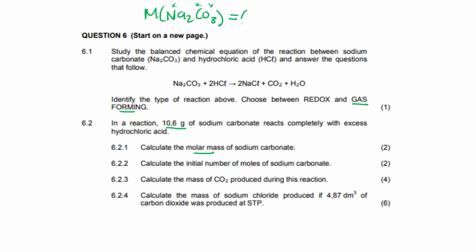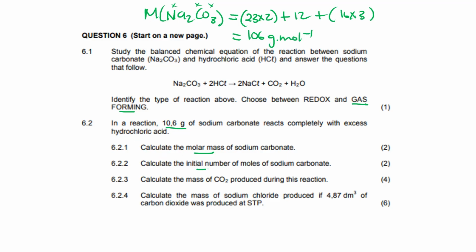If we look at sodium first, sodium was 23, right? There's 2 atoms, so times 2. Carbon, there's only 1, so it's plus 12. And oxygen, there's 3, so it's 16 times 3. We put that into the calculator and we get 106 grams per mole.